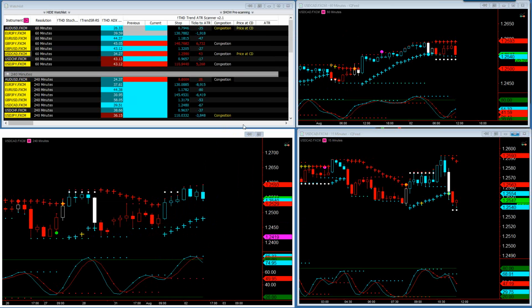Let's say I want to enter a trade that is close to an ATR. This is telling me ticks to ATR. The USD Swiss franc is 16 ticks away from the ATR on the 60-minute chart. And this is a 60-minute because the resolution is 60 minutes. Does everybody see that? So basically what you're doing is you're upping your game, okay? You're monitoring multiple instruments, multiple time frames for the best potential entry, okay?